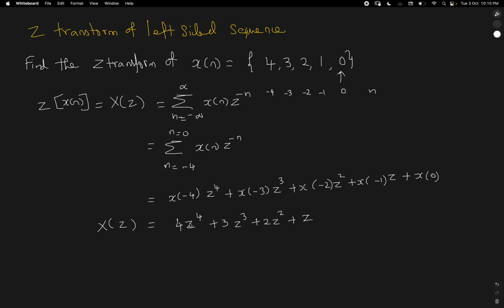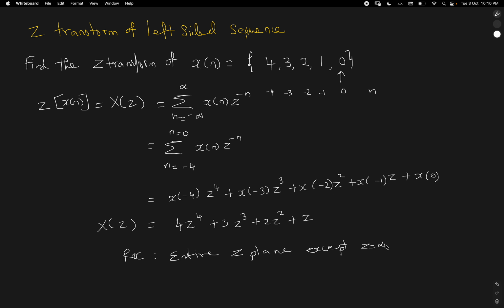Then the next part is we have to define the region of convergence for the given problem, or for the given x of z. Here the ROC is defined as the entire z plane except z is equal to infinity.